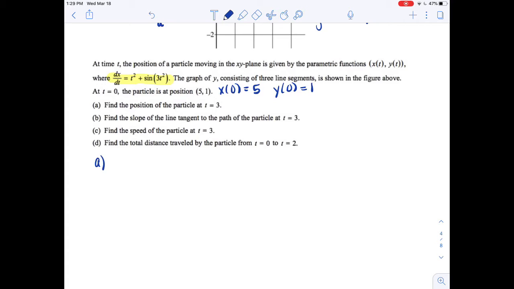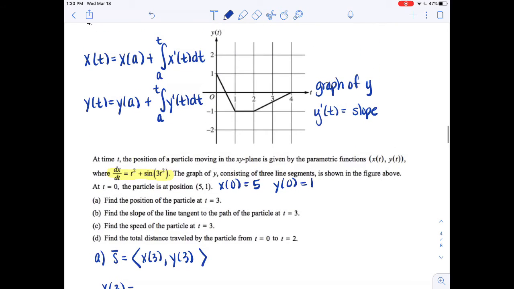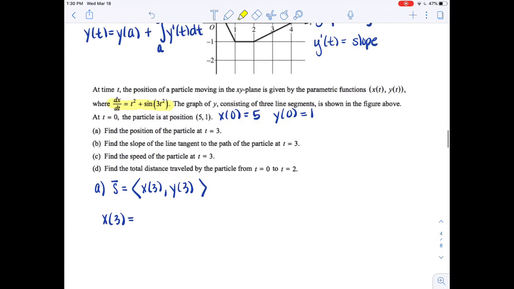So, the first part is that we are looking to find the position of the particle at t equals 3. Basically you're looking for the position vector at this particular location. And so what that's going to come down to is knowing the value of x of 3 and the value of y of 3. Okay, so x of 3. For me to figure out x of 3, I have to use what I mentioned above: the initial location plus the integral of the derivative of x. That's going to tell me where I started plus how much my position changed by.